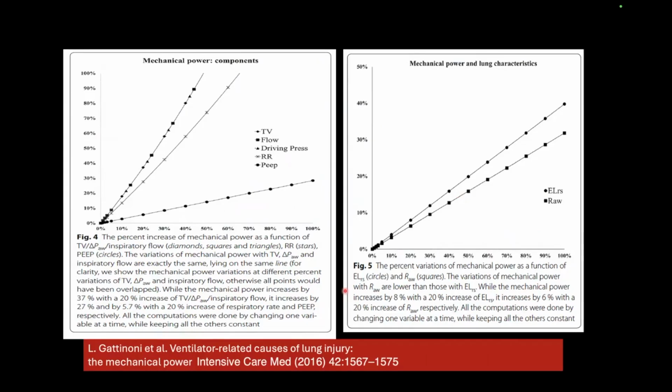For example, as per Gattinoni's equation, if we see tidal volume, gas flow, and driving pressure have got maximum impact, followed by respiratory rate, and the least impact is with PEEP. And how does it help us?